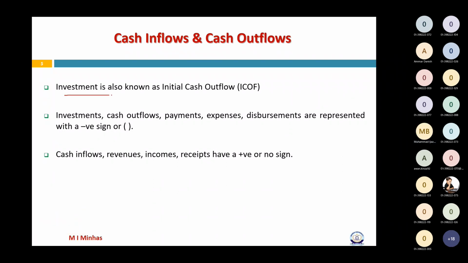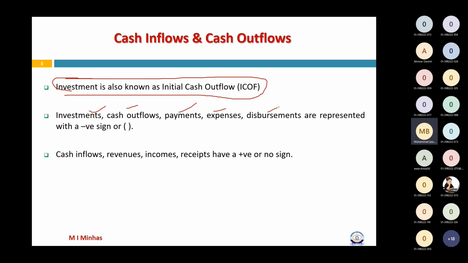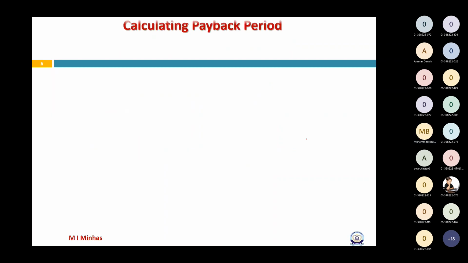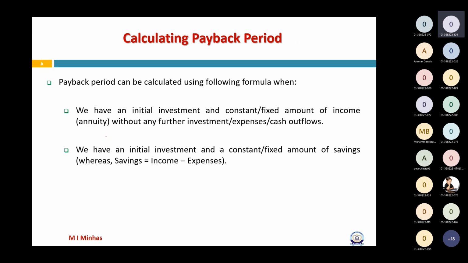Investment is also known as initial cash outflow. Investments, cash outflows, payments, expenses and disbursements are represented by a negative sign or a bracket, and cash inflows, revenues, incomes and receipts are represented by a positive sign, or actually with no sign. We are already done with it. Correct?